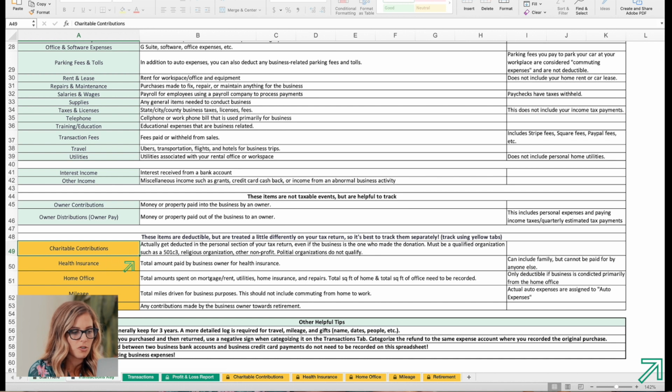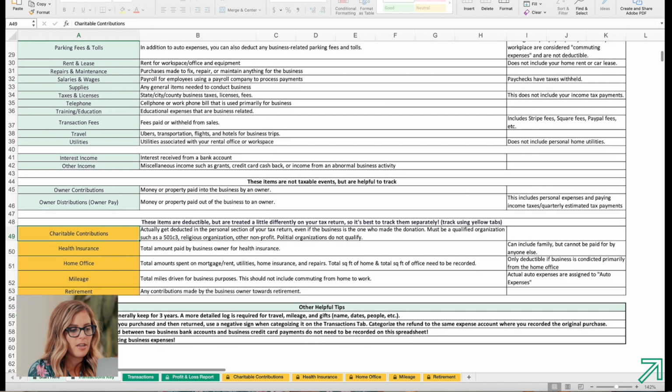So we've got charitable contributions, health insurance, and home office, which is a really popular one that people are always wondering if they can deduct. Business mileage, this doesn't include commuting from home to work, but if you're going anywhere to purchase supplies or to see a client or anything like that, you can always deduct your mileage. And then any retirement contributions you make as well.